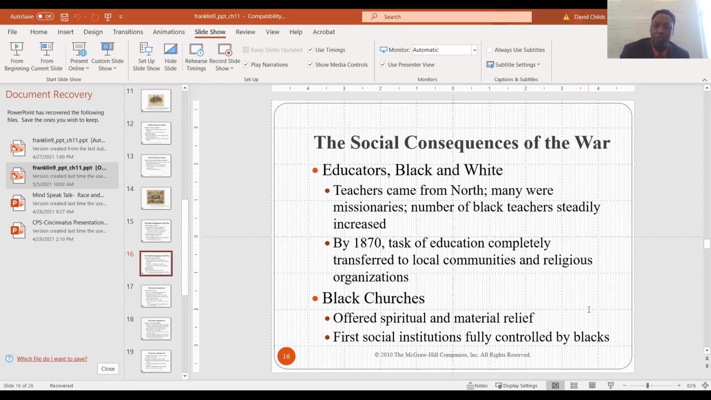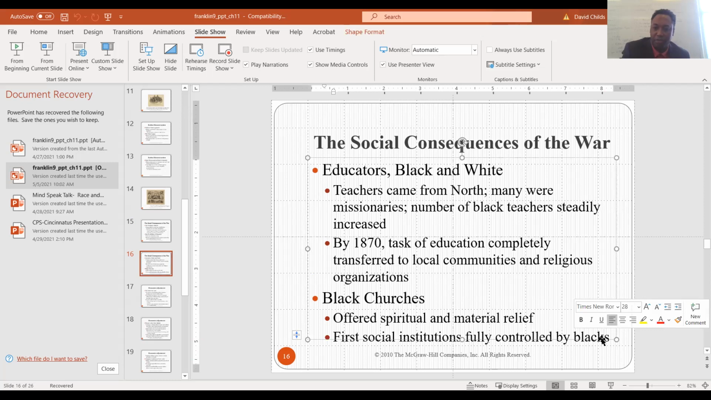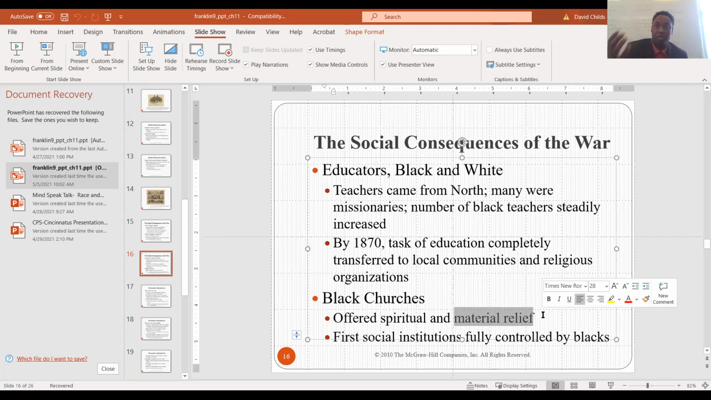The Black church, so back to my slide here, offered spiritual and material relief. Material relief means it taught them how to look at contracts. It served as a court of law. People could get married now because it used to be illegal in many southern states for Blacks to get married. Now all of a sudden we can legally get married. It's the first social institution.